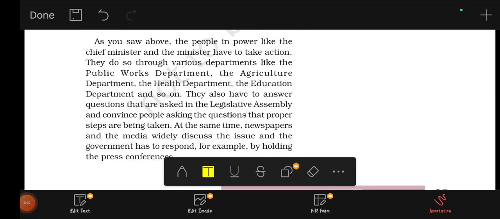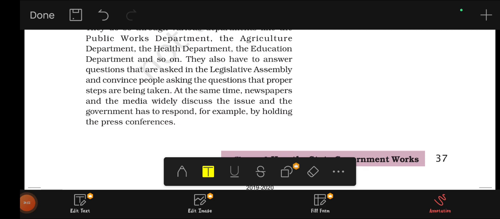As you saw above, the people in power, like the chief minister and the minister, have to take action. They do so through various departments like PWD, the agriculture department, health department, education, and so on. They also have to answer the questions that are asked in the legislative assembly and convince the people asking the question that proper steps are being taken.